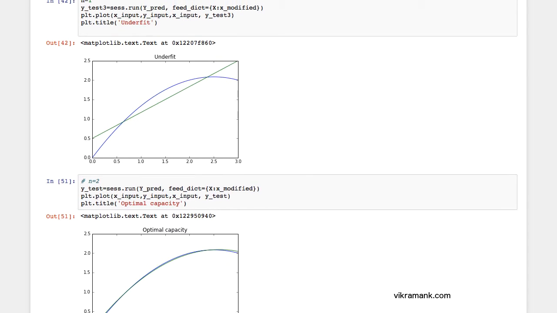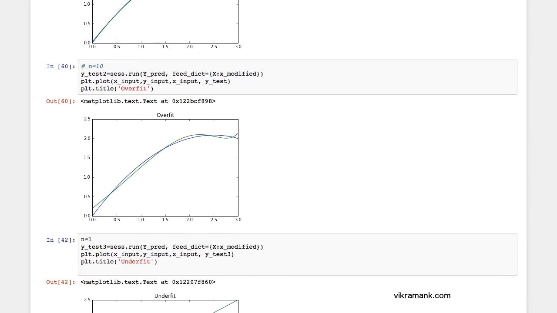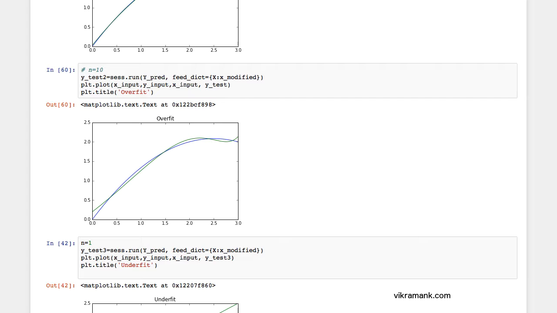Okay, the final case is overfitting. So I'm going to increase the number of model parameters to 10. So this is what happens when I try to overfit my model to the data. You can see that as we increase the number of parameters, it shows a very weird behavior, and it doesn't match with the actual output, the predicted and actual output.